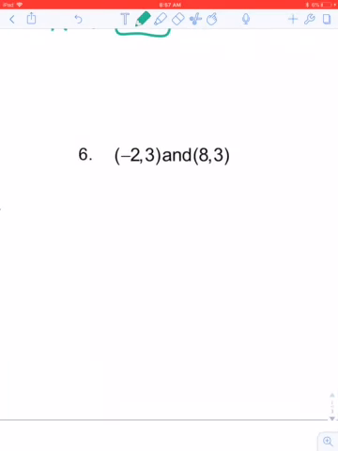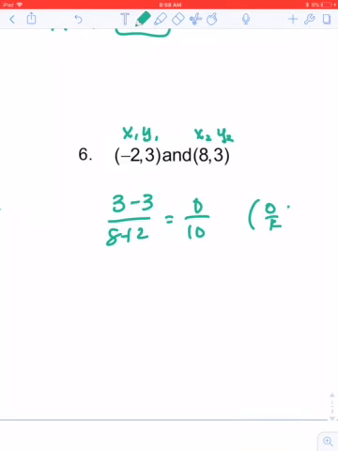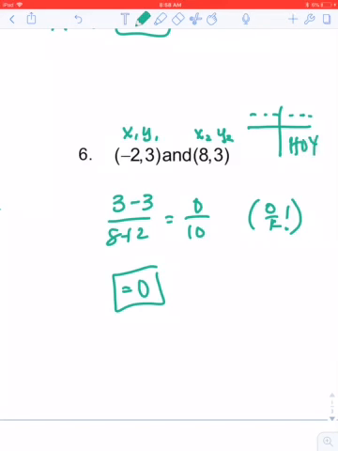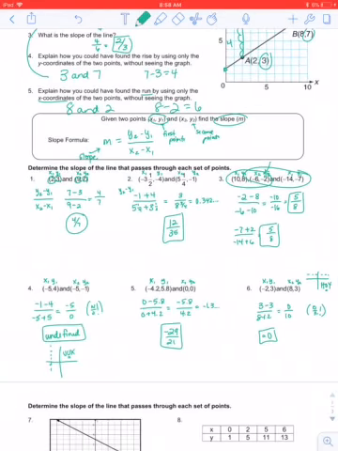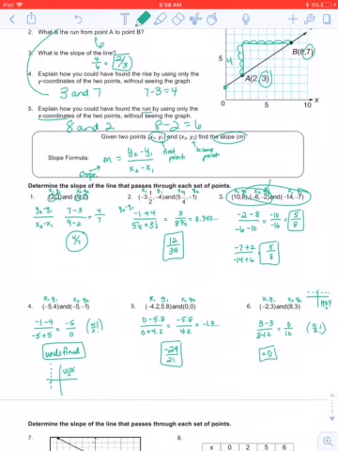Okay? Last one on this page. 3 minus 3 over 8 minus -2. 0 on top, that's okay. So my answer here is 0, which again, if I were to graph this, -2, 3, and 8, 3, it's going to be a horizontal line, ahoy, and the O in hoy tells you the slope is 0. Okay? So that's just a quick rundown of the slope formula.